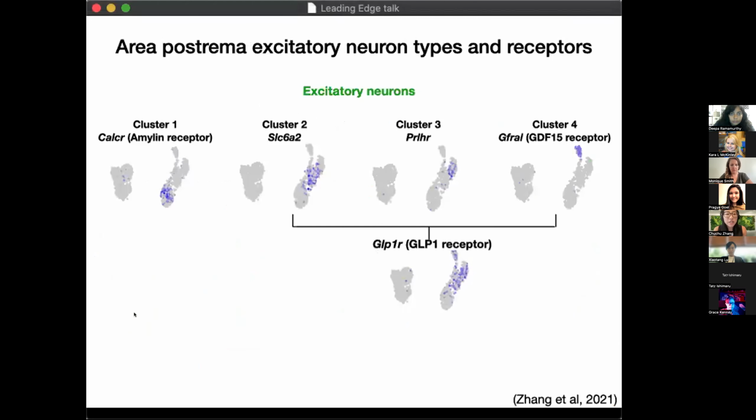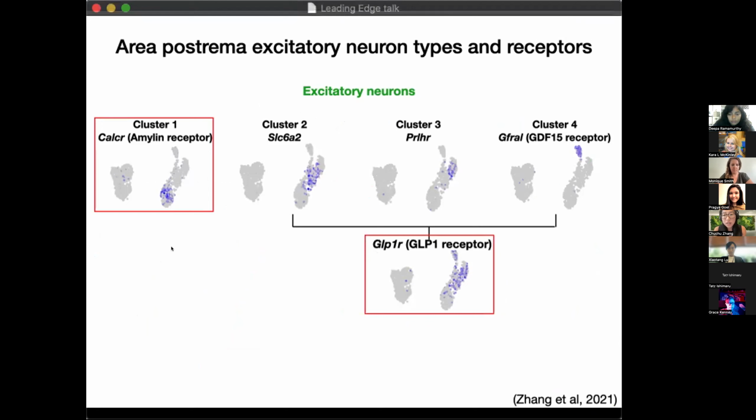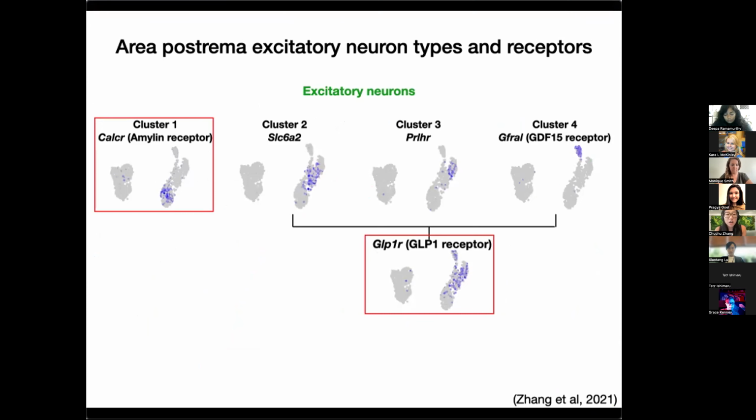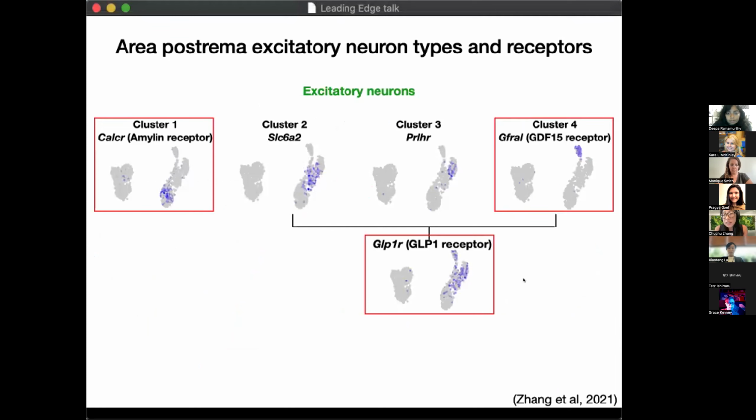We immediately noticed that there are many gut hormone receptors expressed in the area postrema. For example, the satiety hormone amylin receptor is expressed in cluster 1, and the glucagon-like peptide 1 receptor is expressed in all 3 other excitatory clusters. Agonists for GLP-1R treat diabetes, but are notorious for inducing nausea as a major side effect. One of the subsets within the GLP-1R population also expressed the receptor for GDF15.